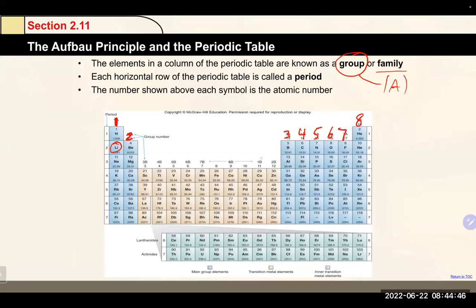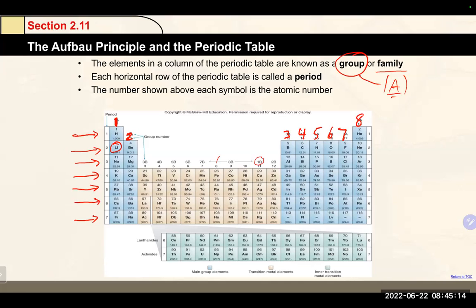As you can see on this one, again, there is some B numbering, and then it's just some straight 1 through 18 numbering as well. But we definitely use that A numbering here. Each horizontal row is a period, and there are 7 periods on the periodic table. Helps us with electron configuration, like we talked about. Again, periods heading in this direction from left to right on the periodic table.